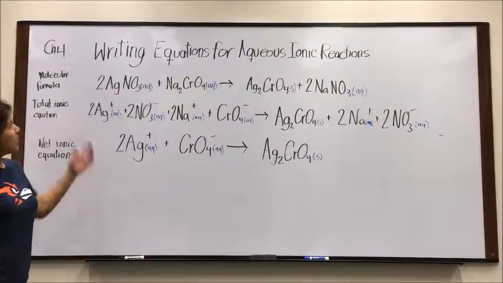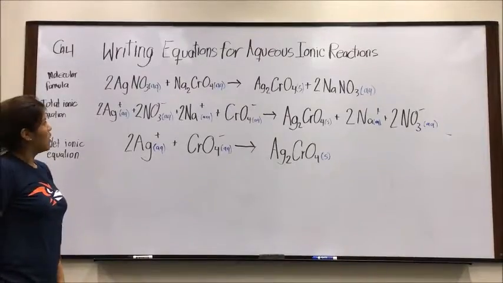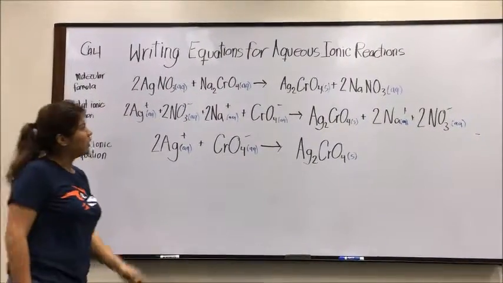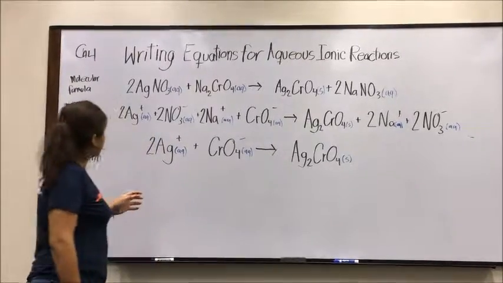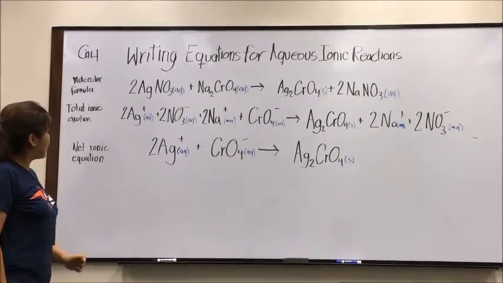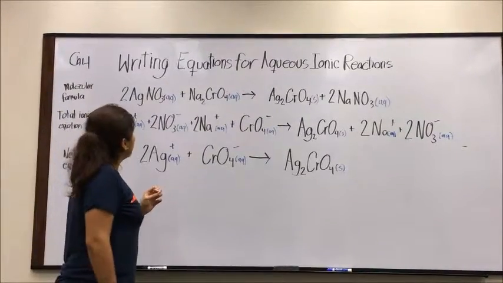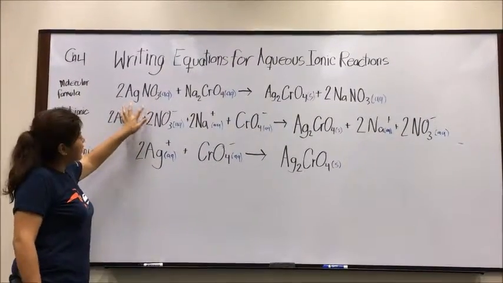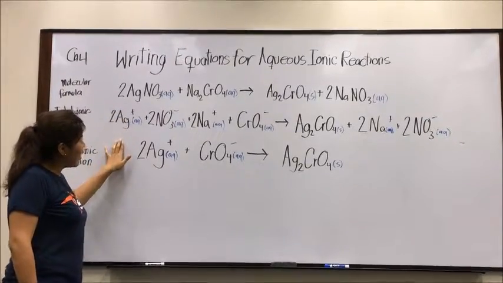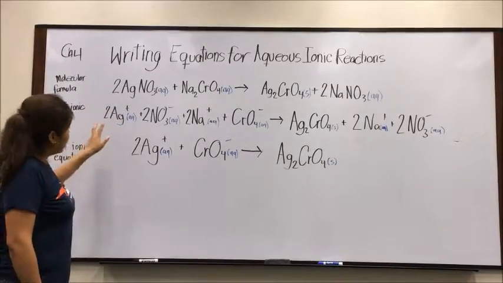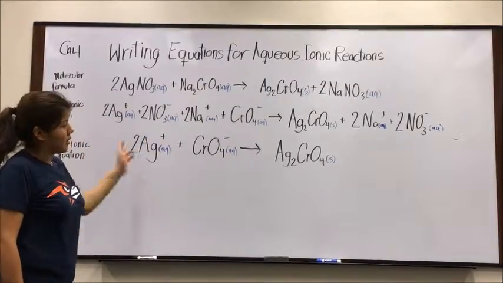In chapter 4, we see how to write aqueous ionic equations. First, we have to have our molecular formula, which includes all of the reactants and products. And to start writing our net ionic equation, we have to first write a total ionic equation, in which we divide each compound into its ions, and we write all of them out.